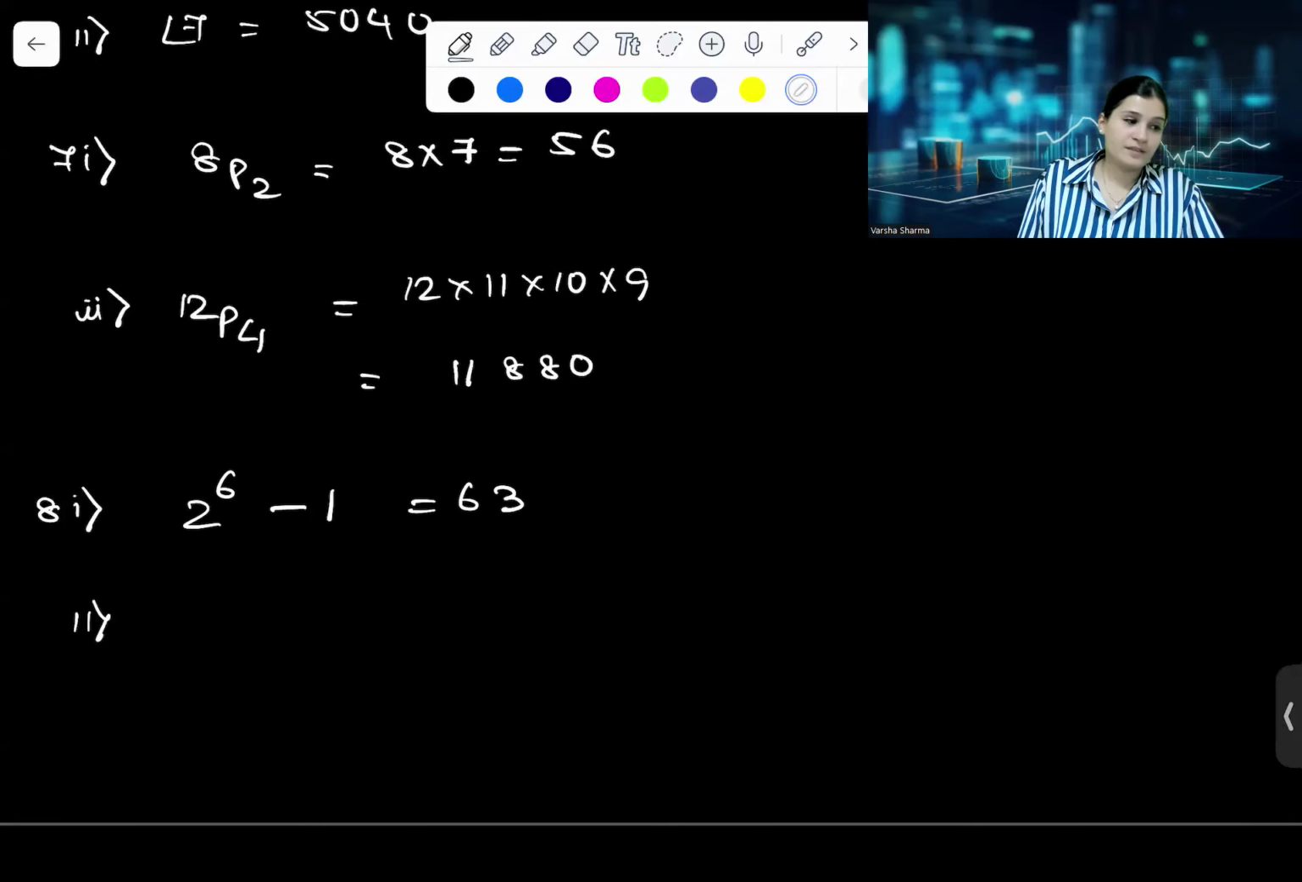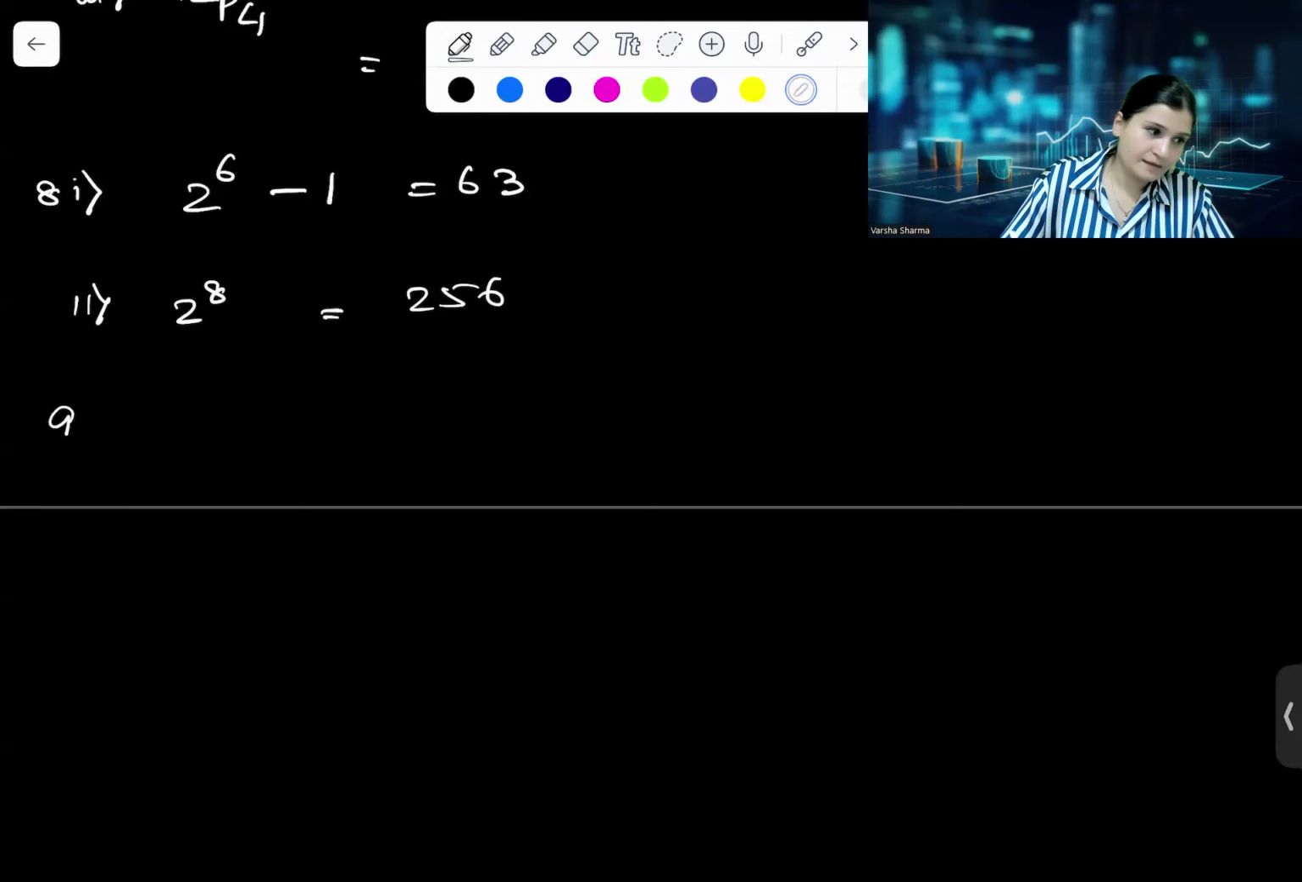Second, there are 8 true-false statements in a question paper. How many sequences of answers are possible? First question, there are 2 options, either true or false. Second question, again 2 options. Third question, again true or false. So 2 will appear 8 times, 256. Clear?